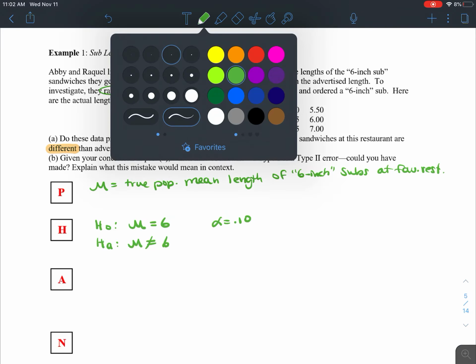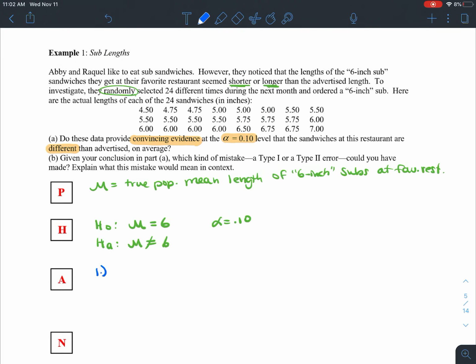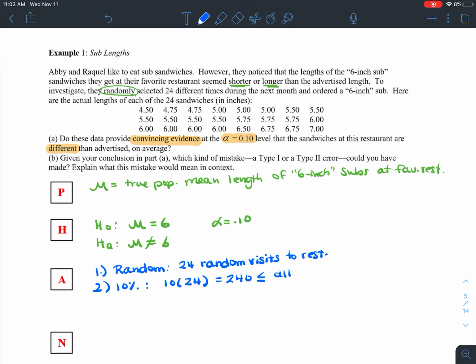Then we're going to run through our assumptions, our conditions here. In terms of meeting that random condition, we look through the problem, we can see they did 24 random visits to the restaurant. I'm just going to make a note of that. 10% condition, I'm going to take 10 times 24 subs, that's going to total 240. Feels like 240 would definitely be less than or equal to all the 6-inch subs made for that month. I'm sure they make much more than that.